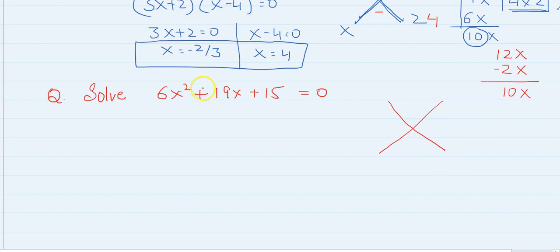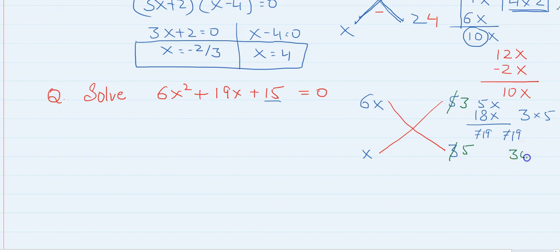If you are trying to solve it by this method, let's say this is 6x and this is x. Now 15. Let's say we have the factors of 15, 3 multiplied by 5. Let's write 5 here and let's write 3 here. 5 times x is 5x, and 6 times 3 is 18x. Now 18 plus 5 is not equal to 19, and 18 minus 5 is also not equal to 19. So we have to shift these positions. Let's write 3 here and let's write 5 here. Now let us see. 6x multiplied by 5 is 30x.